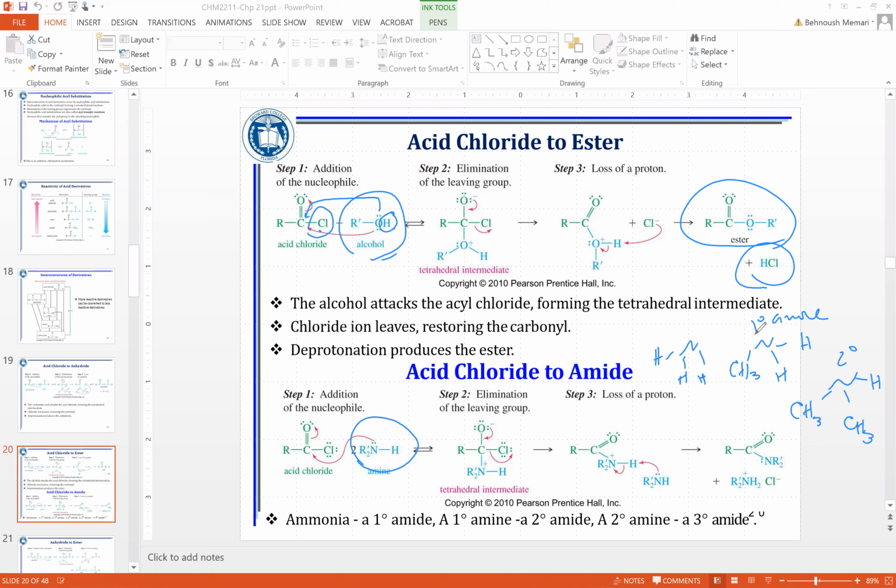If it's NH2, it's primary. If it's NH, it's secondary. If there is no NH and you have a tree of carbon attached to it, it's going to be tertiary. Basically, you're counting carbon-nitrogen bonds. If it's a secondary amine, in this case, it will give you a tertiary amide. So this amide, if there are two carbons, is going to be a tertiary amide.